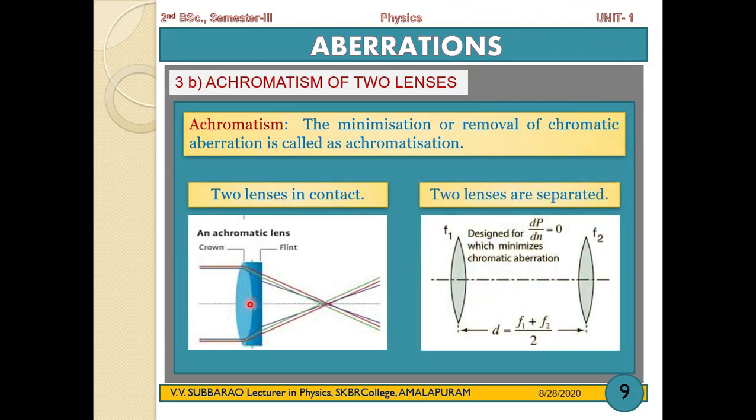When two lenses are placed in contact, the combination should focus all the colored rays to a single point in order to eliminate chromatic aberration.